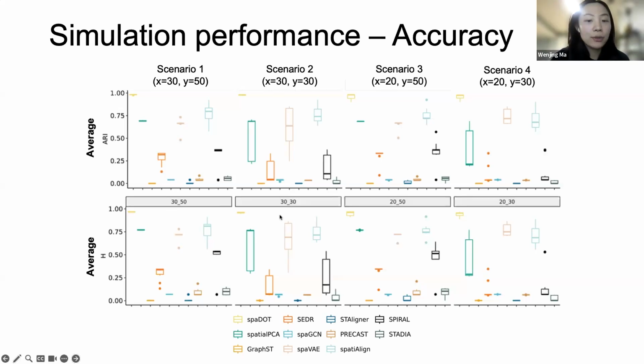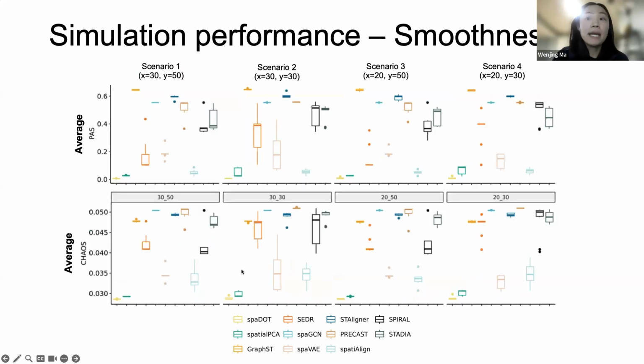We also try to use PAS and CHAOS, those 2 different metrics, to characterize smoothness, because in our simulation it's pretty simple and the domain boundaries are pretty smooth. So we can use PAS and CHAOS to identify whether there are random spots located outside of certain spatial domains, or whether they are preserving the spatial continuity. And for these 2 metrics, the lower the better. So you can see that it's still SpotDot, the first yellow box plot, that does much better than other methods.